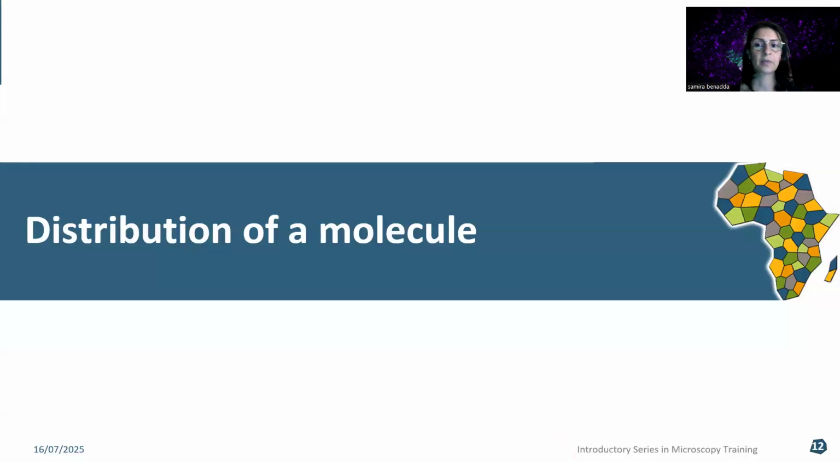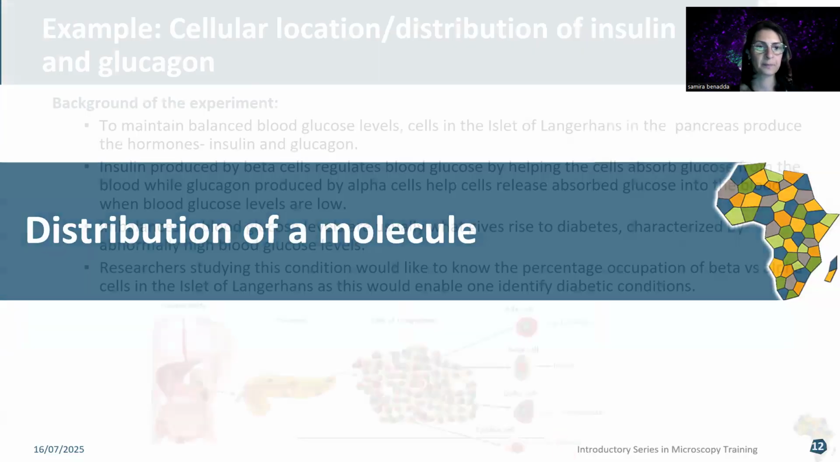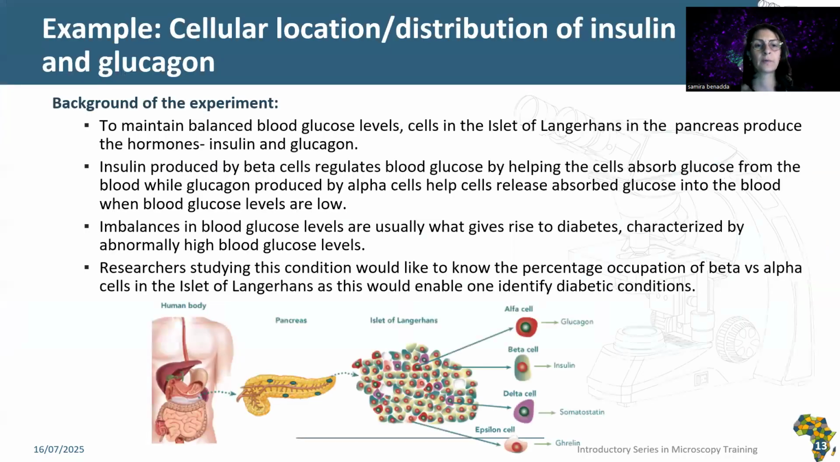Let's start with an example of distribution of a molecule. So we chose an example of the diabetes disease and the distribution of insulin and glucagon. How applicable is this example to you? How translatable is it to your research?